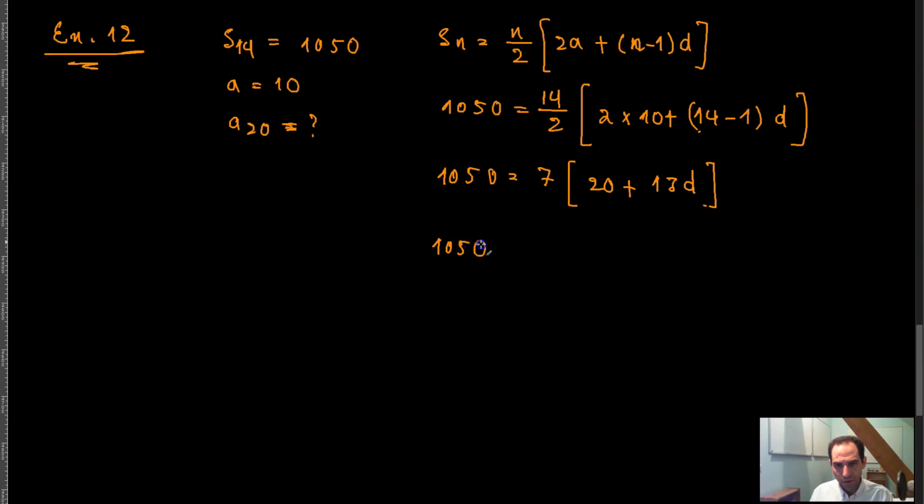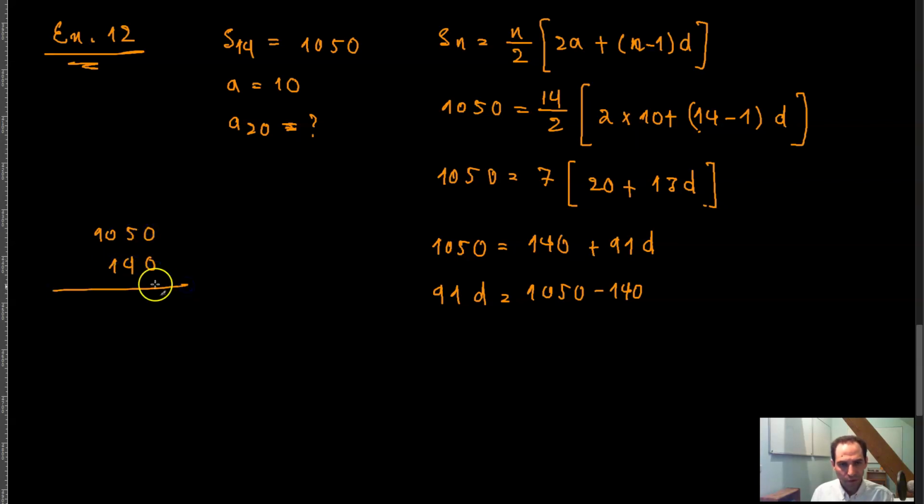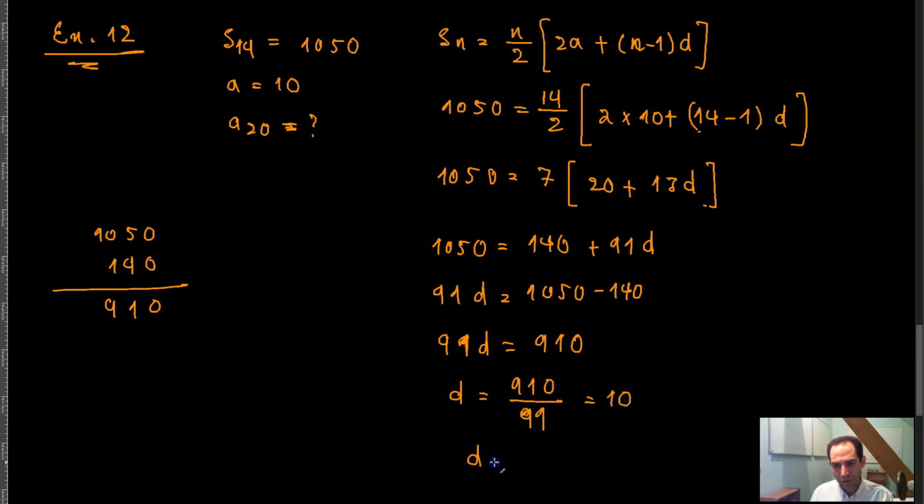So 1050 is equal to 7 times 20, which is 140, plus 7 times 13, which is 91, so 91d. That means that 91d is equal to 1050 minus 140, and 1050 minus 140 is equal to 910. So 91d is equal to 910, which means that d is equal to 910 divided by 91, which is equal to 10. d is equal to 10.